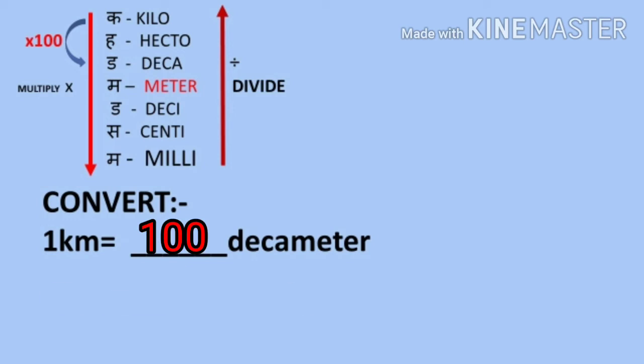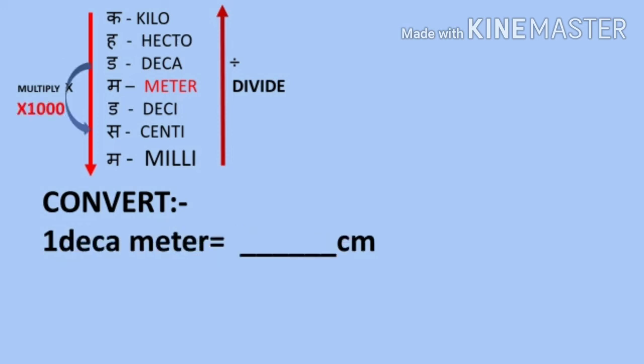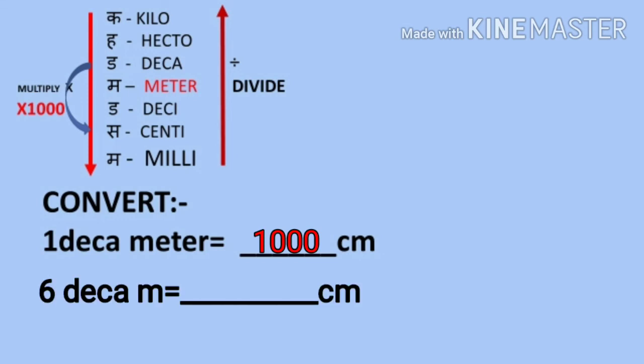If the question is 6 kilometer is equal to how many decameter? Then the answer will be 6 kilometer is equal to 600 decameter. Example 3. Here you have to convert 1 decameter into centimeter. For this, you have to come 3 steps down. Means you have to multiply by 10 cubed. So 1 decameter will be equal to 1000 centimeter. Tell me, 6 decameter is equal to how many centimeter? Yes, it is 6000 centimeter.